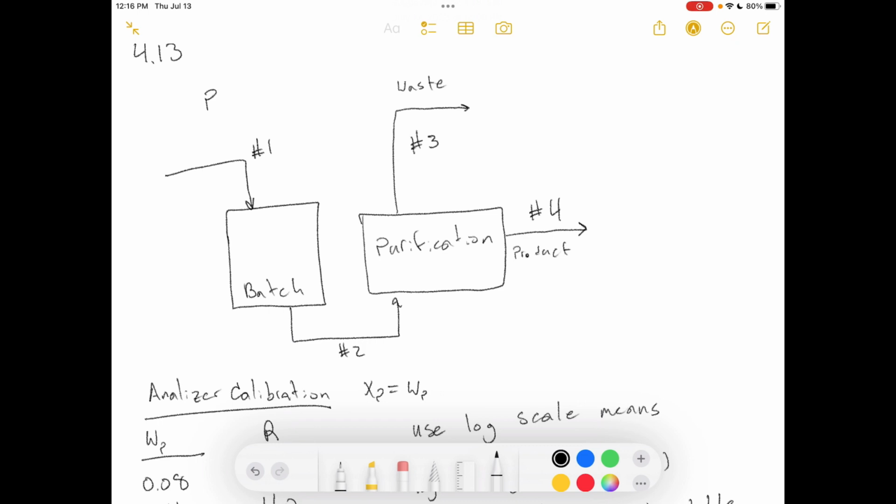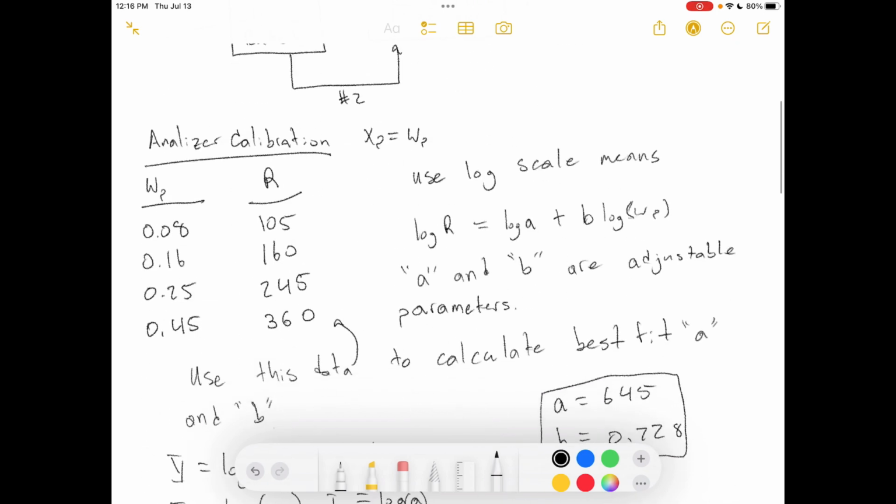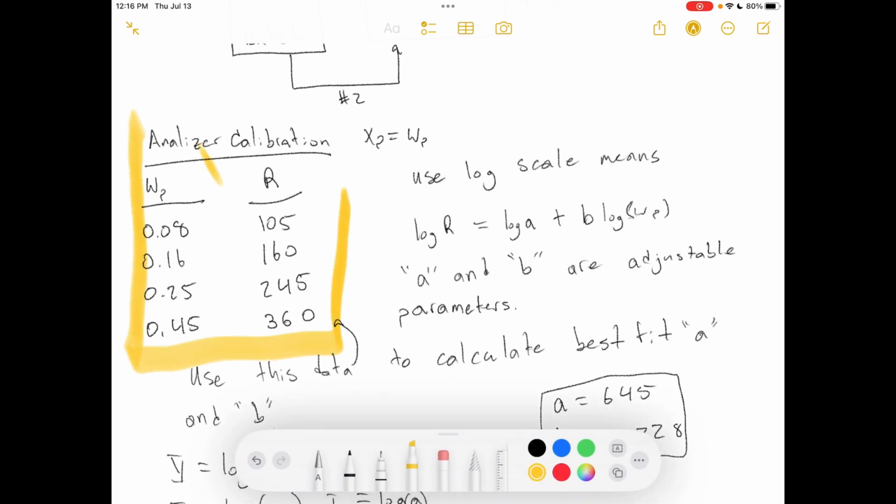That's the mass fraction. Okay. So then they give us this information here, the calibration data. And then in part A, it says plot the analyzer calibration data on logarithmic axis and determine an expression for xP, which I say is wP. xP equals wP in my notation.